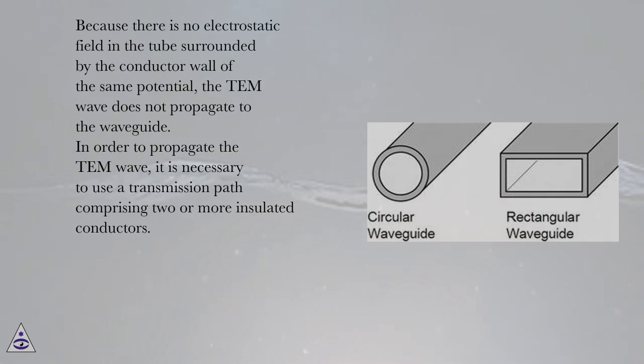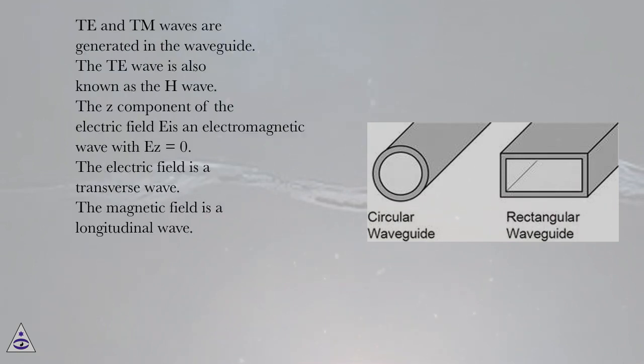In order to propagate the TEM wave, it is necessary to use a transmission path comprising two or more insulated conductors. TE and TM waves are generated in the waveguide.